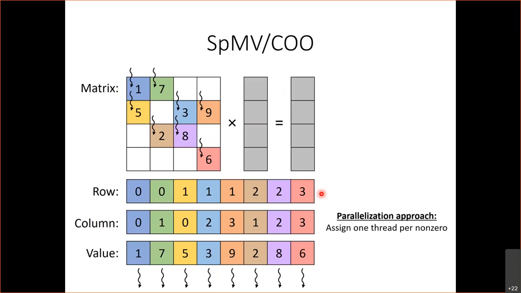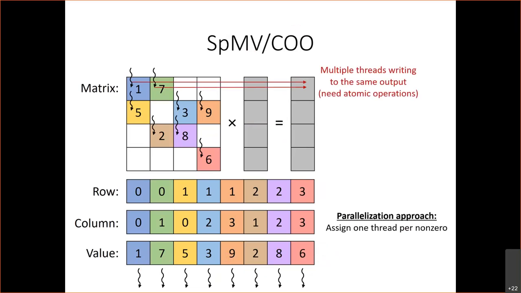How does it do on memory coalescing? Like we said, the accesses are nice and coalesced. What about control divergence? How does COO with SPMV do on control divergence? Does not have control divergence. Right, there's no control divergence because every thread does the same amount of work. Every thread processes one non-zero value.